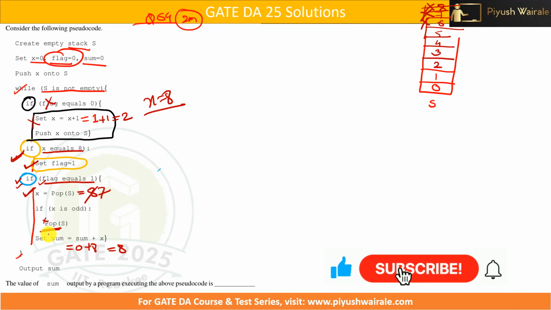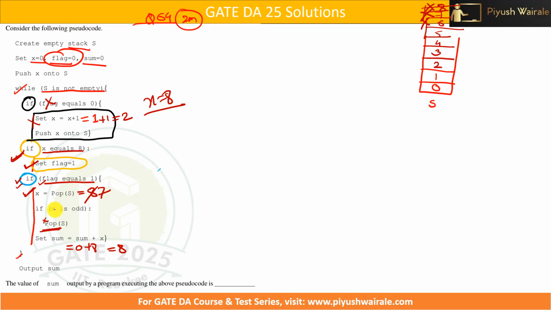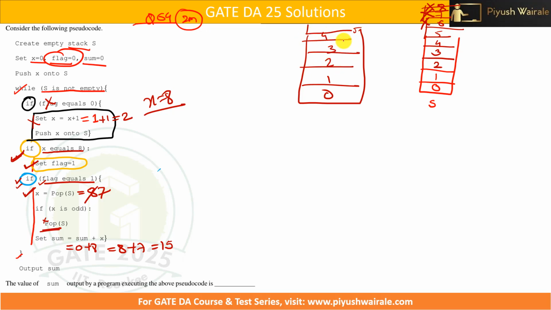So at this particular point what is happening? x equals 7, but we are checking x is odd, and then we are popping one more element, that is basically 6 here, and set sum equals sum plus x. Now from the previous iteration the value of sum is 8, right? We are going to add x, that is 7, so that is basically 15 here, right? So again we are going for a while loop. Again we are checking s is not empty. Yes, that is true. So if you see here, after removing 8, 7, 6, what we have? 0, 1, 2, 3, 4 and 5 here, right?